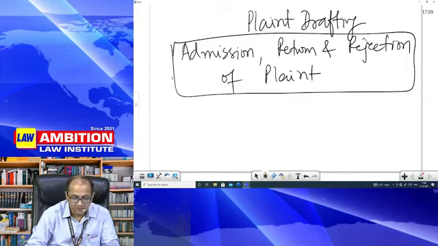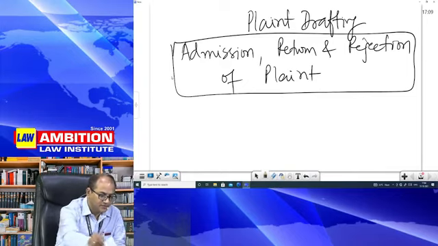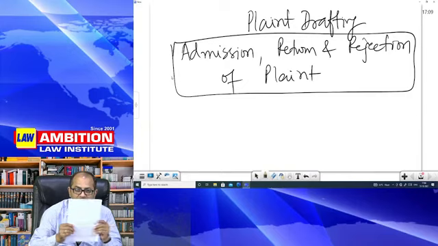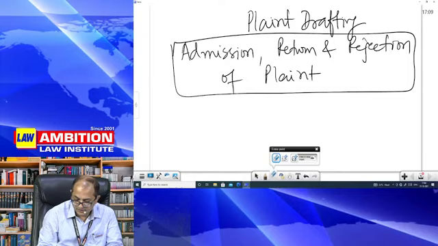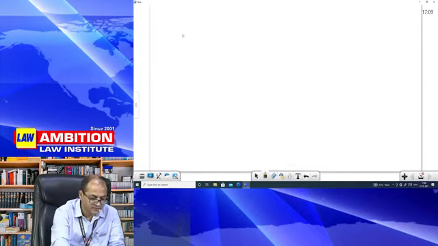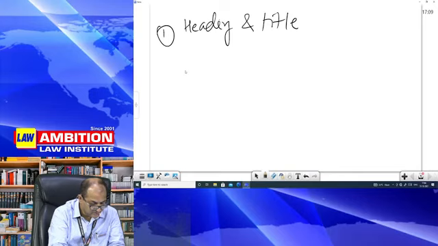I have given you a page to look into in the app, showing the different contents of a plaint. I have sent this page in your app where you can see the plaint structure. I hope you have understood this in yesterday's class, but just for your clarification, the first is heading and title. Can you see this plaint structure, heading and title?